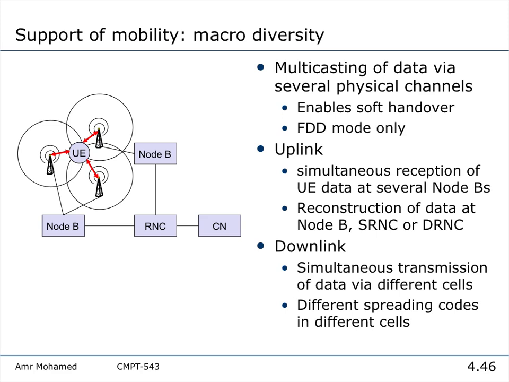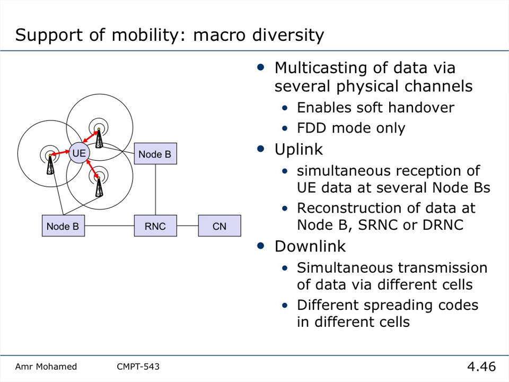UMTS came with the concept of soft handover, and what that means is, since we have allocated resources here and here, right? Because you said that, right? So at some point we have the resources here and here. So the UE, in that case, for a period of time, will actually multicast the traffic to 2 or 3 node Bs, right? So it multicasts the traffic.